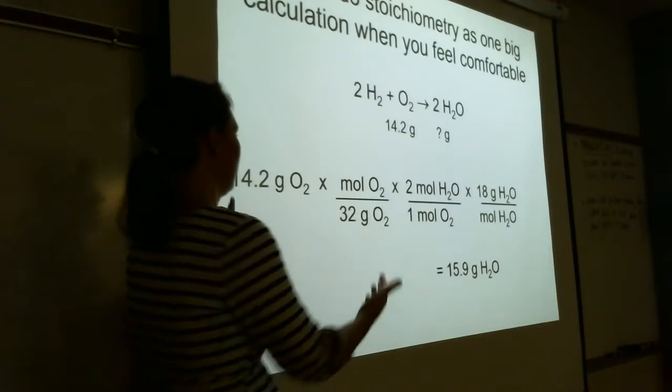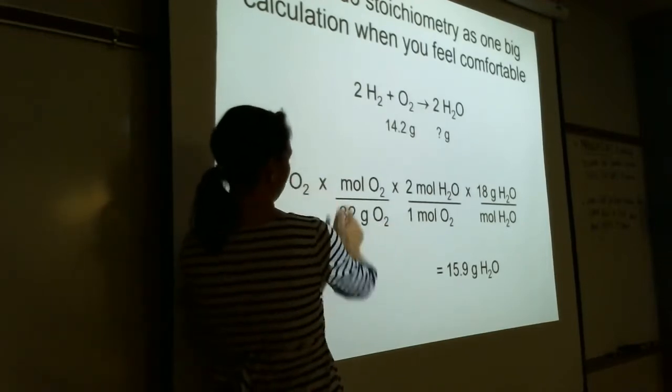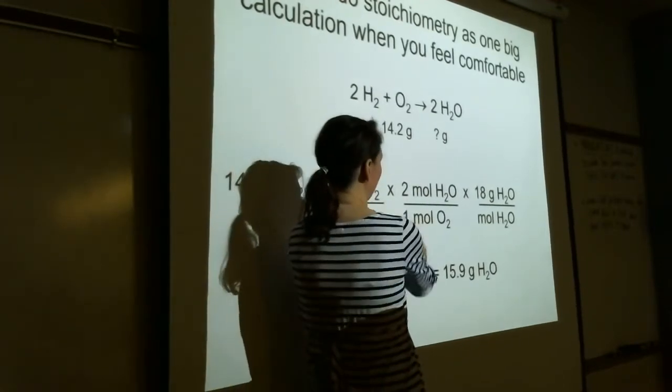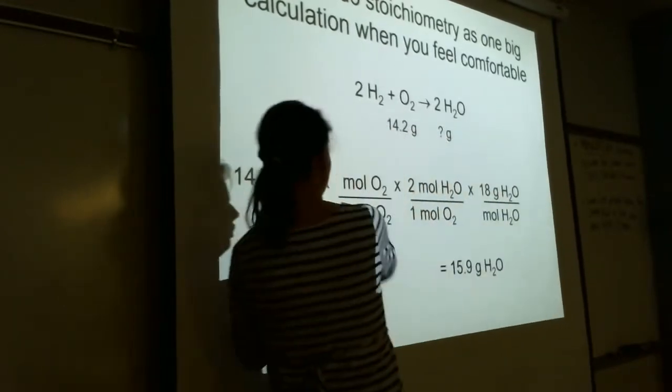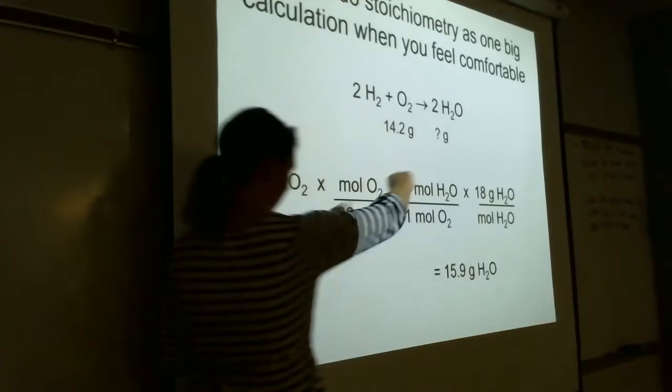then that's fine. This is step 1, grams to moles. This is step 2, mole ratio. This is step 3, moles back to grams. So what you do is you multiply all the way across and divide out.